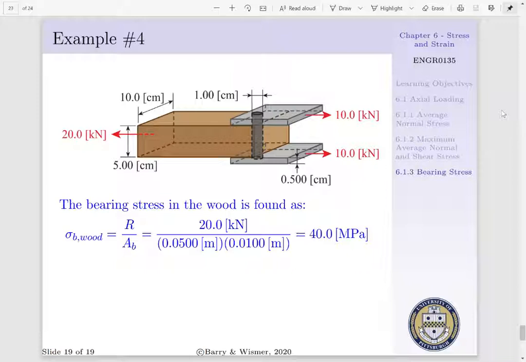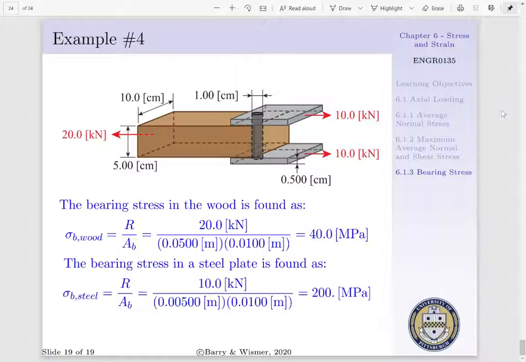First, let us consider the bearing stress in the wood. The bearing stress in the wood is going to be a reactionary force per our bearing area. Our reactionary force is going to be 20 kilonewtons, and our bearing area is going to be the height of the through hole for the pin, which is 5 centimeters, times the diameter of the pinhole, which is 1 centimeter. And we find our bearing stress in the wood to be 40 megapascals.